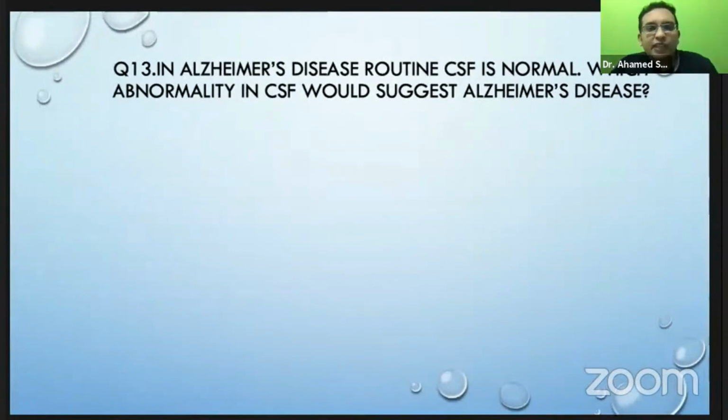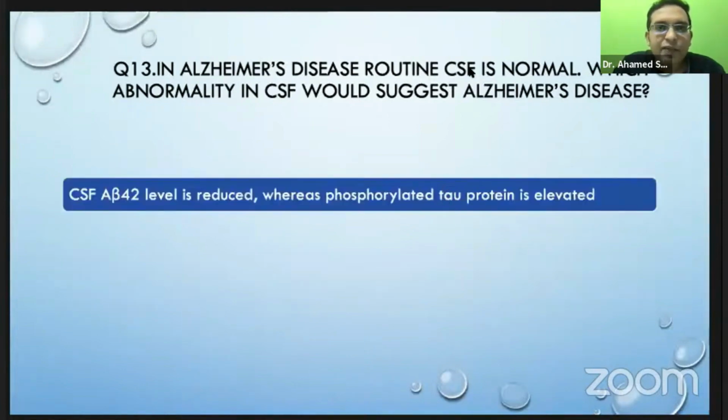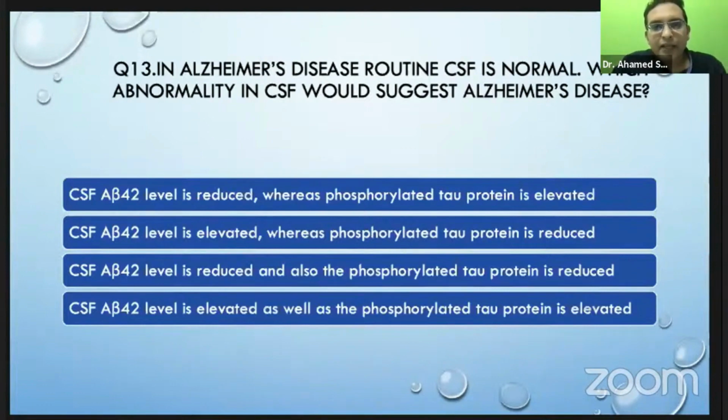In Alzheimer's disease, routine CSF is normal, so your routine things, blood cells, proteins, etc., are normal. This is a repeat question I am asking you: which abnormality will suggest that the patient has Alzheimer's disease? I told you CSF tau won't get reduced. Tau comes down through the CSF and will be increased. Remember that CSF A beta 42 will be reduced because it's clumped and stays within the brain.